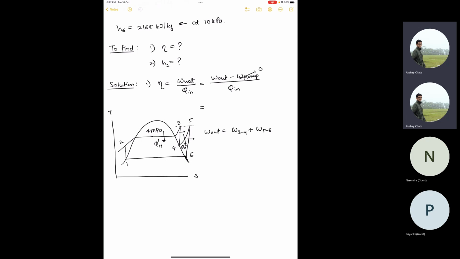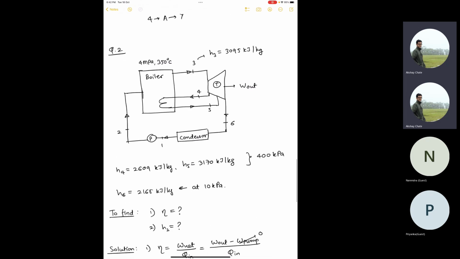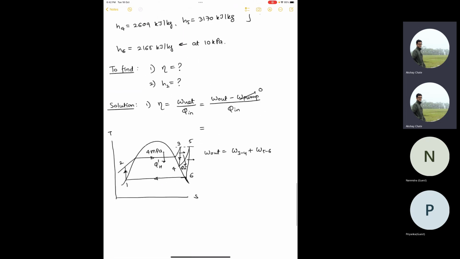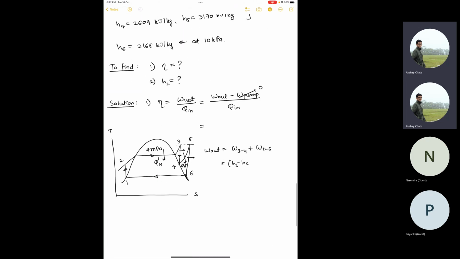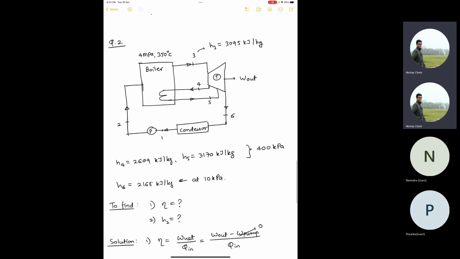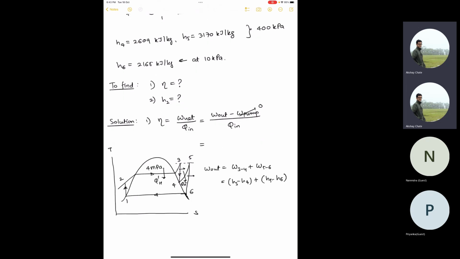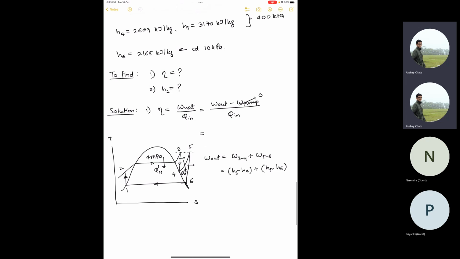So, and I'll put this arrow also so that there is no confusion. So this is what is happening. Now 3 to 4 is basically H3 minus H4, right? So you can write H3 minus H4 plus H5 minus H6. So you have H3, H4, H5, H6. All these four things are here. So that is a straightforward algebra. If you do the calculation, you should get 1491 kilojoule per kg.